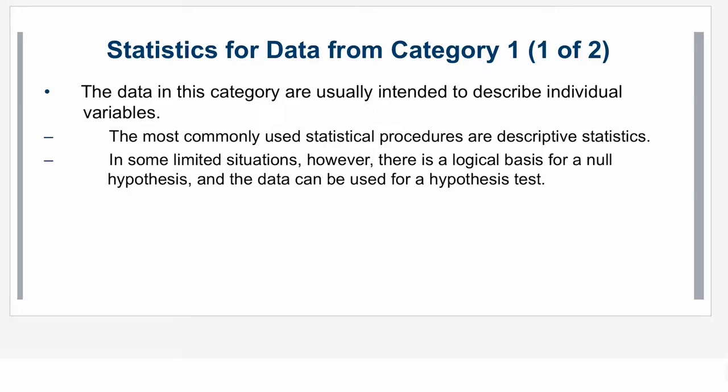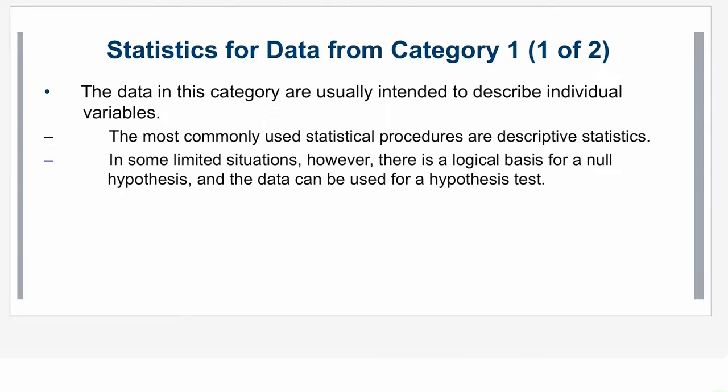So category 1, remember, is that the goal is to describe individual variables, right? It's all about description, not comparison, not relationships, just describing.